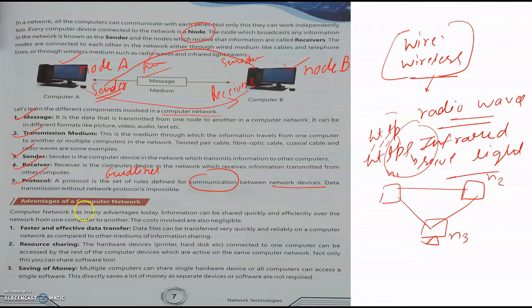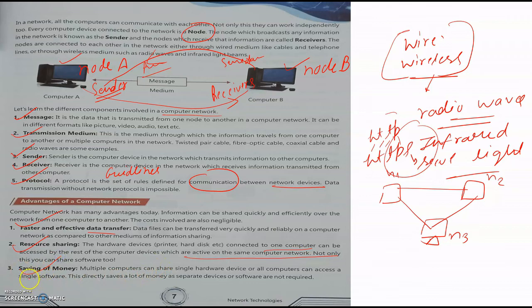Now coming to the advantages of the computer network. The first advantage is faster and effective data transfer. If the computers are connected with each other, you can transfer data from one device to any device connected with it, so you can transmit your data in the fastest way. Second, resource sharing. You can share any kind of resources: data, software, and hardware tools from one computer to another.